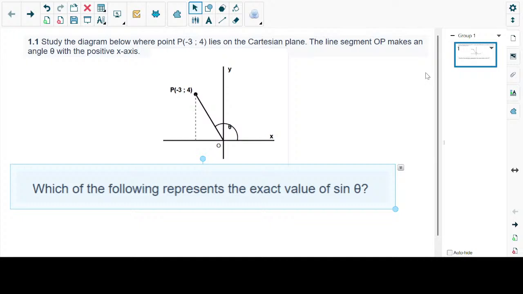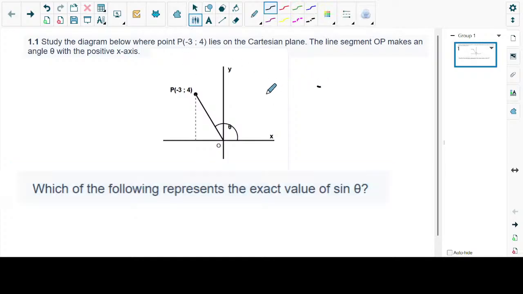From there, there's a side which is missing. Which side is that? We don't have the hypotenuse side. Since we're dealing with the Cartesian plane, we can use the formula that says r squared equals x squared plus y squared. It's the theorem of Pythagoras.